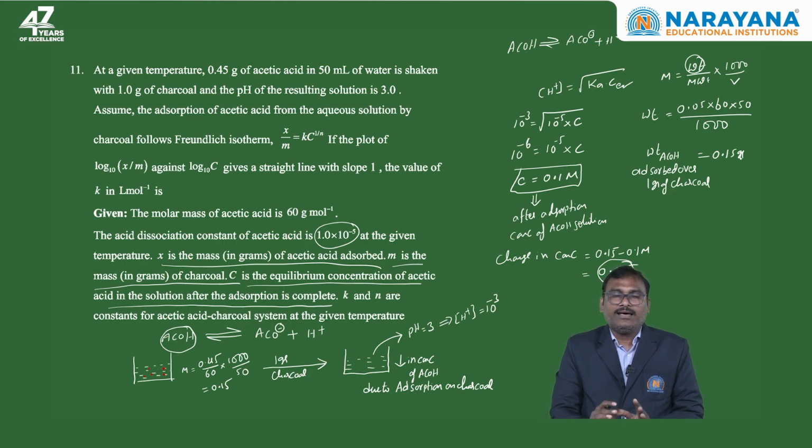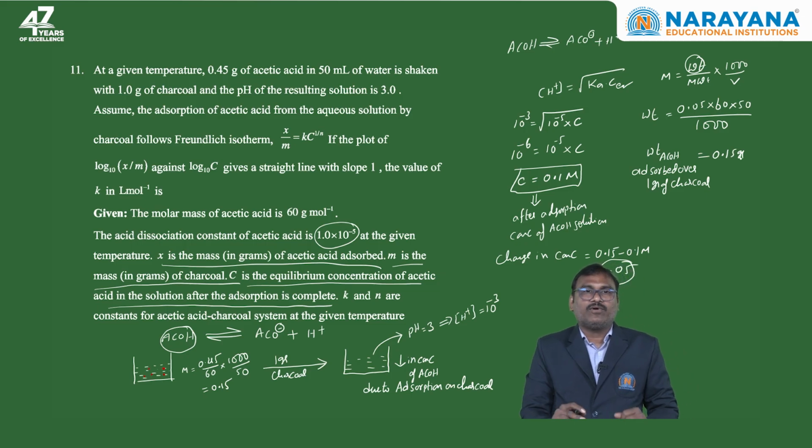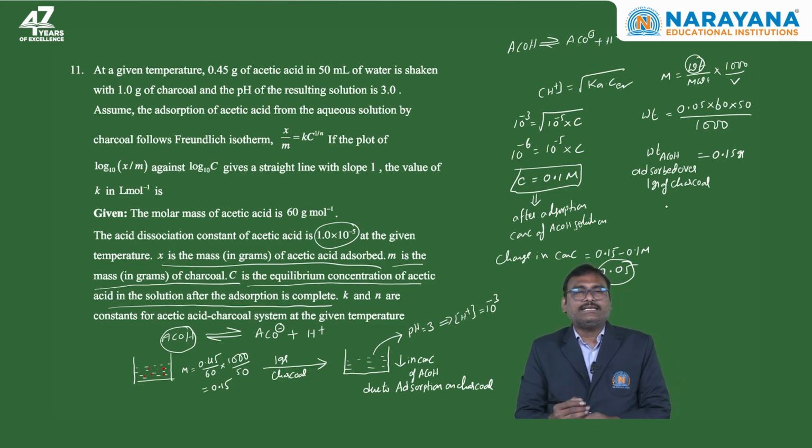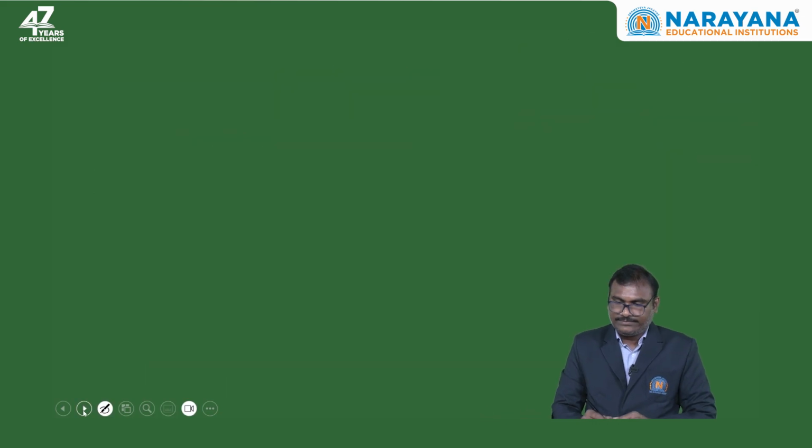So overall I found how much acetic acid is adsorbed by 1 gram. This is also called the extent of adsorption, x by m. What does x by m stand for? How much is adsorbed over 1 gram of the adsorbent. Yes, I got 0.15 gram of acetic acid adsorbed by 1 gram of carbon or charcoal. So I can say that this is x by m. Now go for the next.